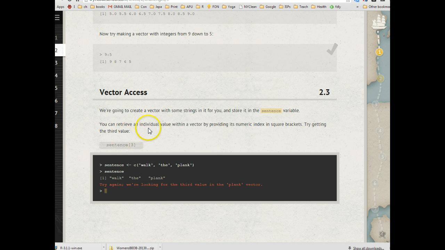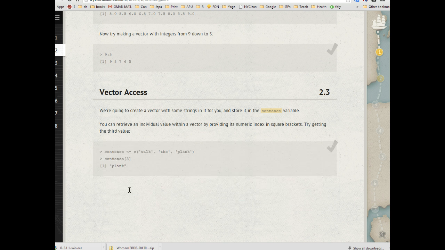So what do they say? What does sentence have in it? Walk the plank, 3 elements, each of which is a string. Sentence is a vector, right? Now you can access individual elements of a vector. If I want to access the third element in the vector sentence, what is it? Plank. So hopefully this will generate plank, which is the third element in the sentence vector. Okay?